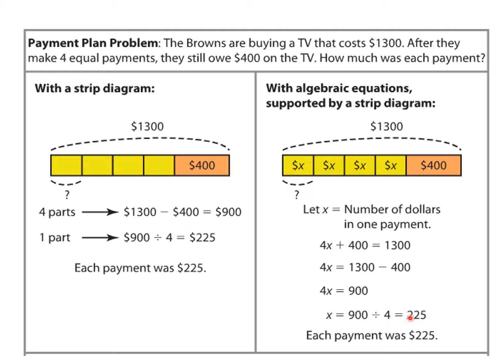So we get the same answer either way, using just strip diagrams or with algebra. And notice that our arithmetic down here was basically the same as the arithmetic over here. We just got to that arithmetic in a slightly different way. But also notice how this strip diagram helps explain why this equation is the way it is, and where that equation comes from. We didn't just pull that out of the air. We reasoned through it, and our picture helps explain our reasoning.